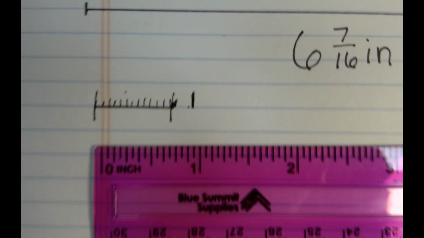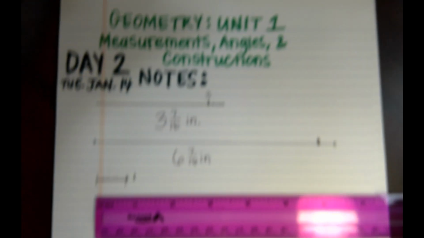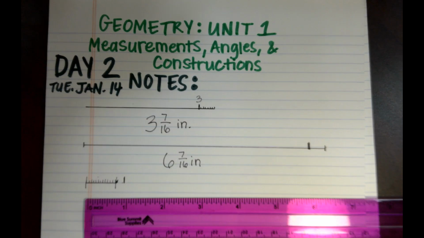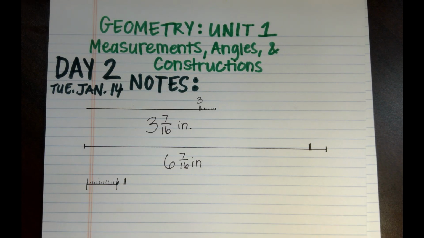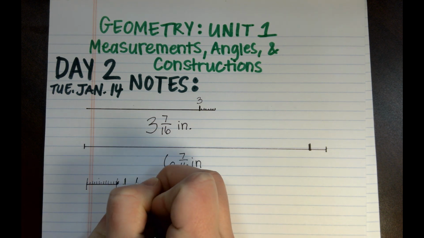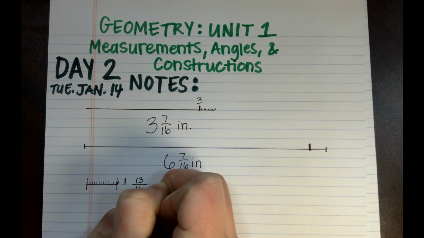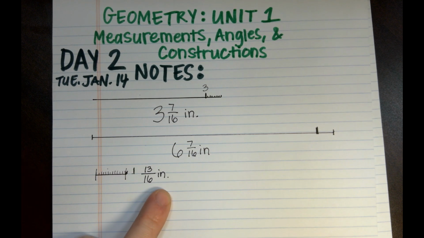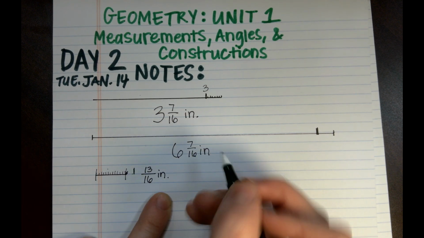Okay. Zoom out again. Just have that giant inch paper handy, and I think that will help you. So I'm going to write 13/16 of an inch, and that's how we abbreviate inches, just IN period.